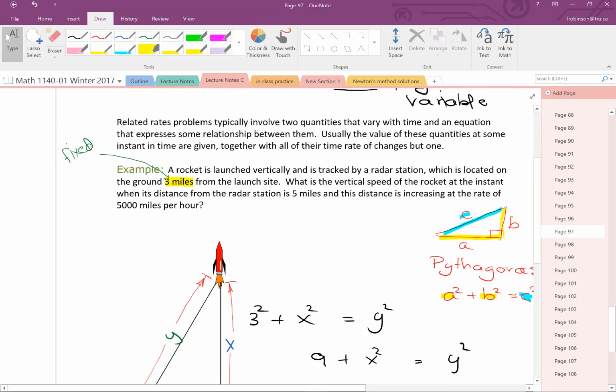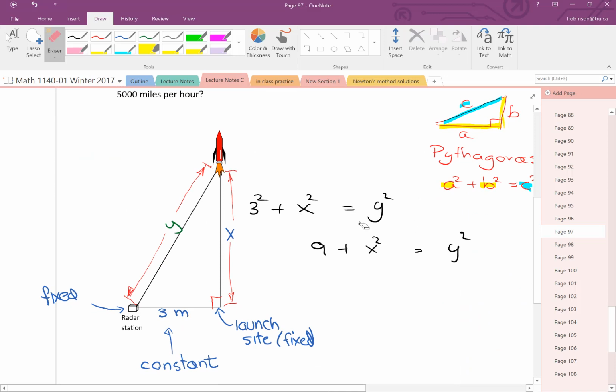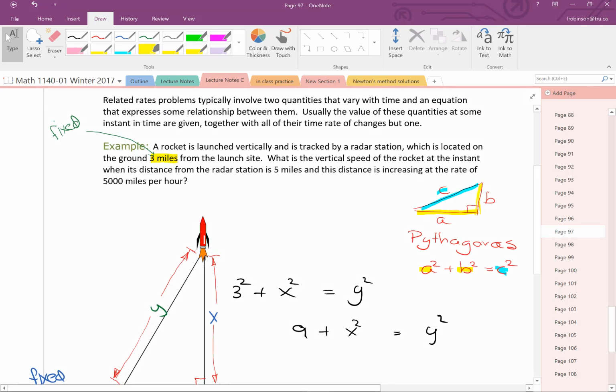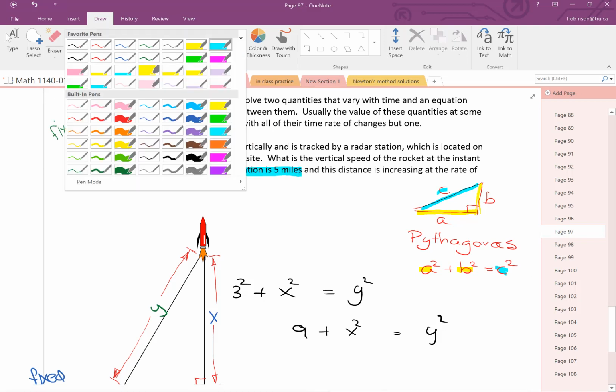Well, it's the same with these things. The x and the y are variables, and we're interested in their derivatives. And matter of fact, we've been told what the value of the derivative is, okay, so we've been given this here. That's a value for y.